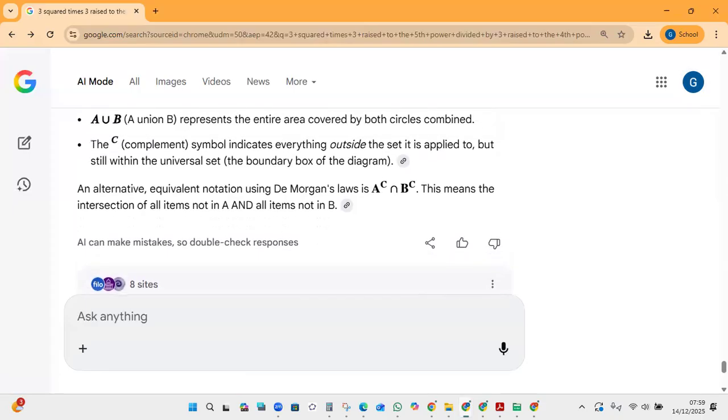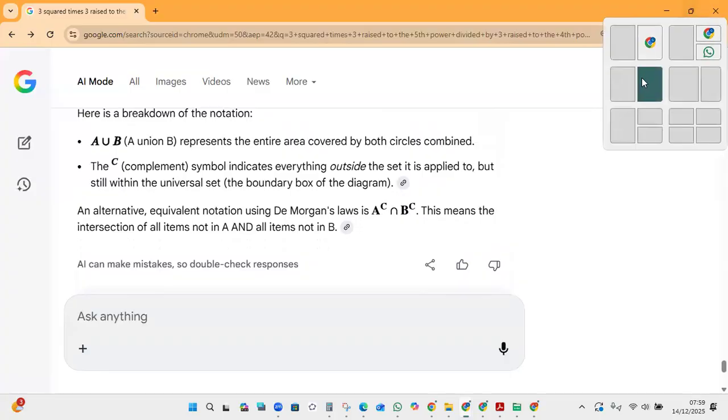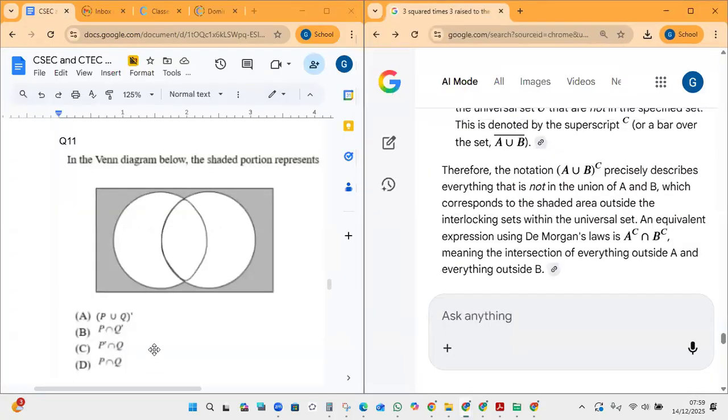So we see AI can make mistakes, so double check your responses. Let us see if this is part of the options. And here we go again. In mathematics, we have different symbols for the same meaning. So another symbol for complement, which of course AI did not make use of here: you have A union B with a bar on top of it. So you have the bar also, and you have the C. So A union B complement can also be labeled with a bar, as another notation.